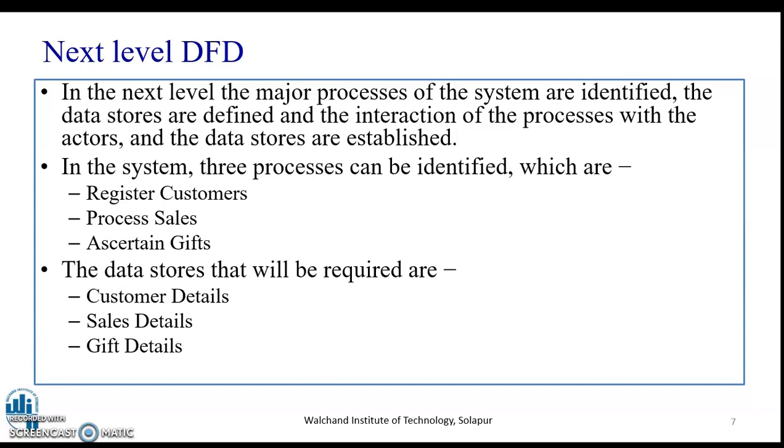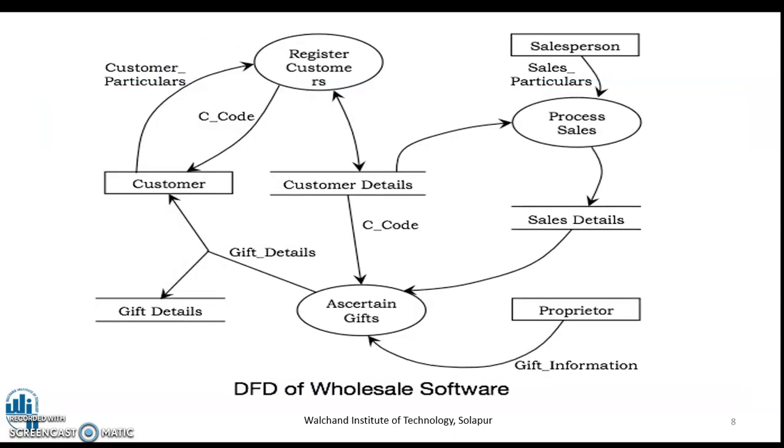And with these three processes, you have the data stores that will be required: the customer details, the sales details, and the gift details. So now I hope you have understood. At the next level, we have identified three processes and these data stores. Now you see the same DFD of the wholesale process, where we have broken it down into three processes, that is the register customer, process sales, and allocate gifts.